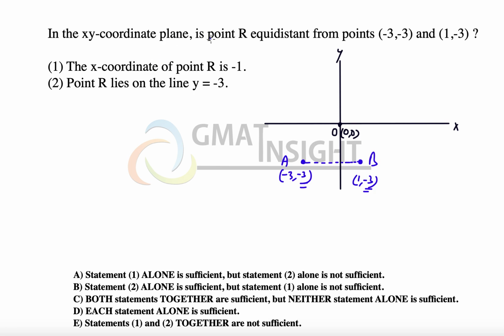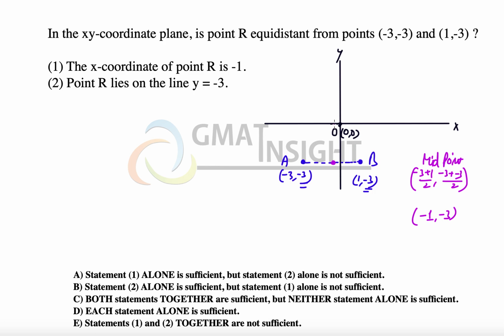Now, the question is: is point R equidistant from the points (-3, -3) and (1, -3)? Now let's quickly understand that these are 2 points and we can find out their midpoint as well. The midpoint of any 2 points is taken by taking the average of the 2 points. That means (-3 plus 1) divided by 2 and (-3 plus -3) divided by 2. So the midpoint of these 2 points becomes (-1, -3).